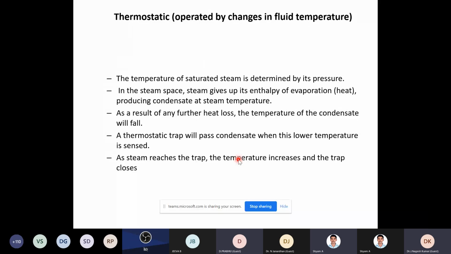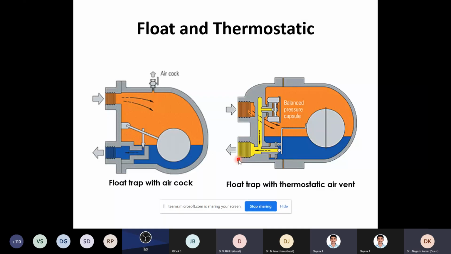So how does a steam trap work? There are many different types. One type is what is known as a thermostatic. Oh, this is a float and thermostatic. The float type of trap.